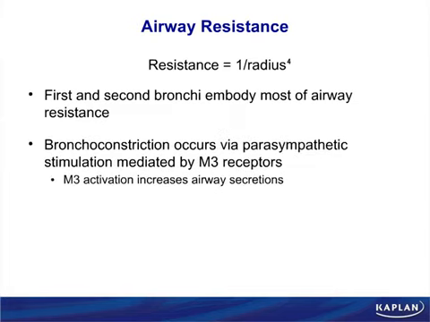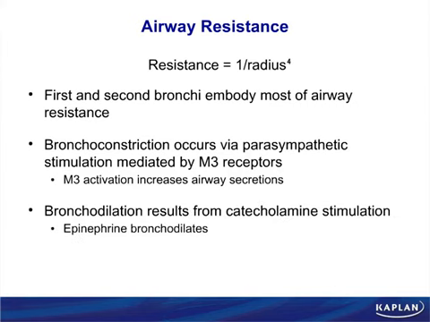All right, autonomics, parasympathetics. Bronchoconstriction occurs via parasympathetic stimulation. This is the M3 muscarinic receptor. In addition, M3 stimulation increases airway secretions. So parasympathetics bronchoconstrict and increase airway secretions. Again, M3.